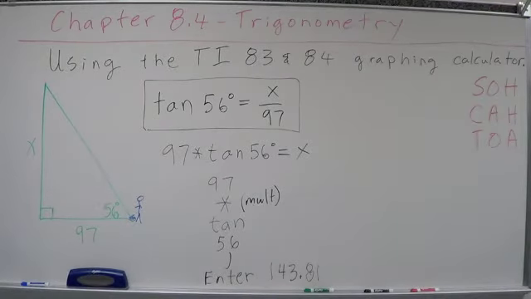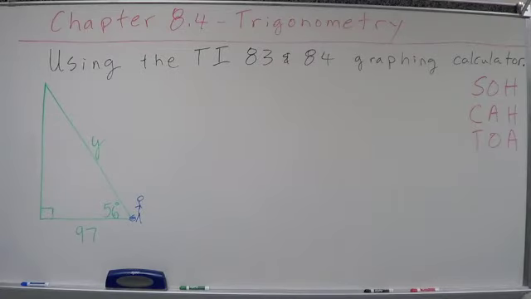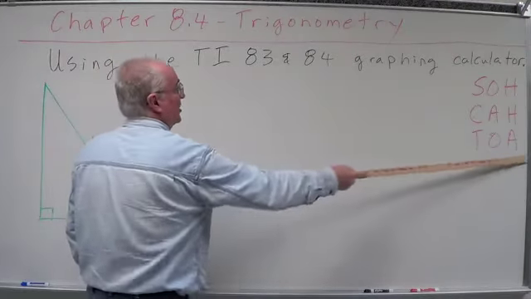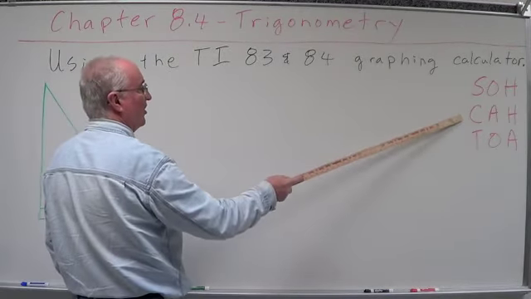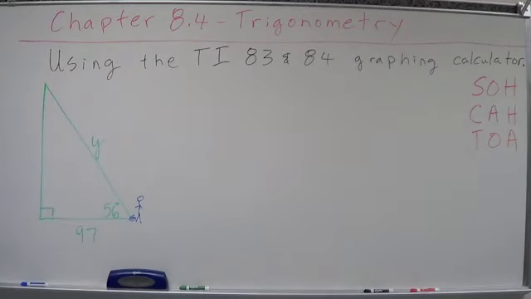Same type of problem, see what happens. This time we're looking at the same triangle, same angle. We're standing at the same place because we're always going to stand on the angle that they give us. We have the same 97 over here. We're standing here. Now what do we have? Well, y represents a hypotenuse, so obviously TOA is out, so we're not going to be using tangent. We're going to be using the sine or the cosine. So which one do we have?